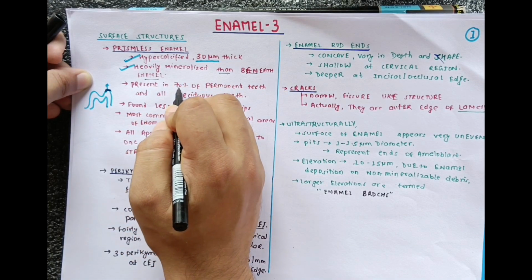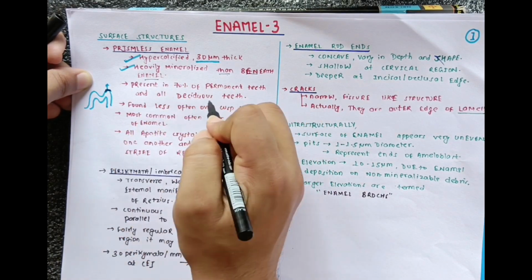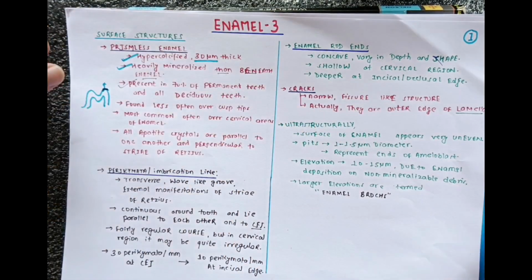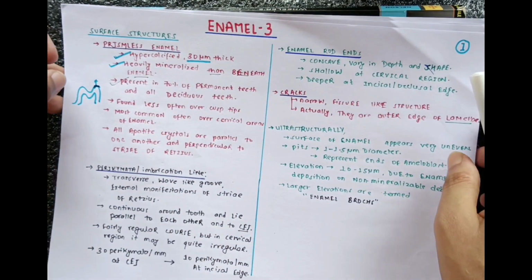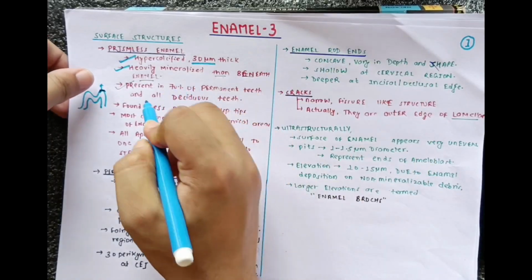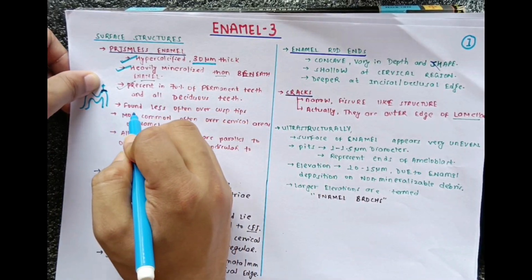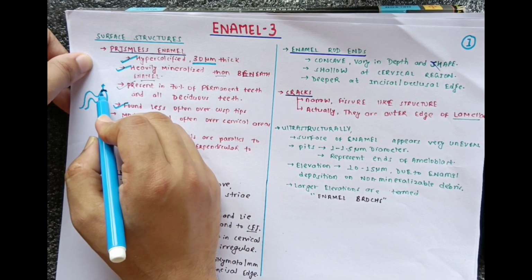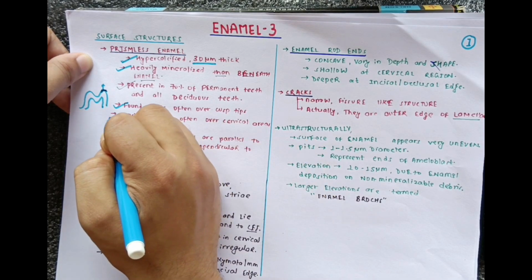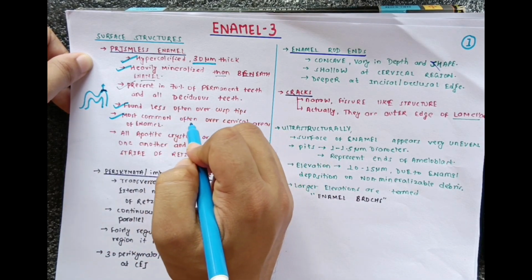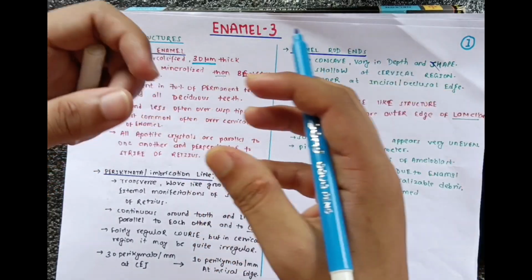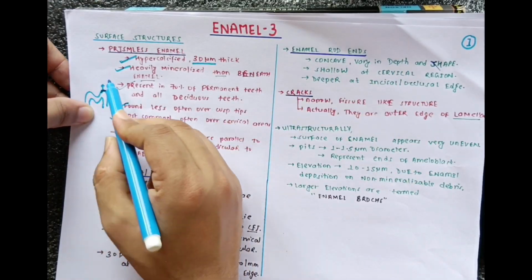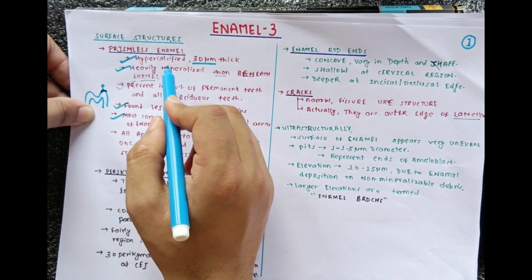They are present in 70% of the permanent teeth and all deciduous teeth. This point is important and has to be remembered: it is present in only 70% of the permanent teeth, but in all the deciduous teeth. They are found less often over the cusp tip and most often at the cervical area. The reason is that at the cusp tip there is application of occlusal forces, and those occlusal forces cause a decrease in prismless enamel at the cusp.